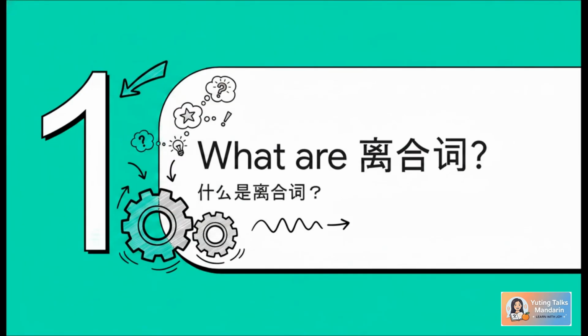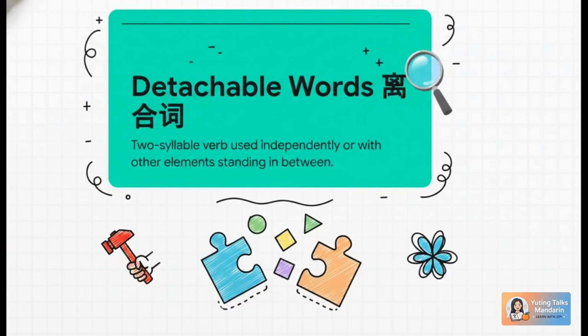Okay, Section 1. What are detachable words? Let's lay the foundation here. Don't let the grammar terminology scare you. This is literally just a practical concept that's going to make your spoken Chinese sound so much more natural. So, a detachable word, líhé, is basically a two-syllable verb. The best way to think about these? Imagine them as two separate puzzle pieces.